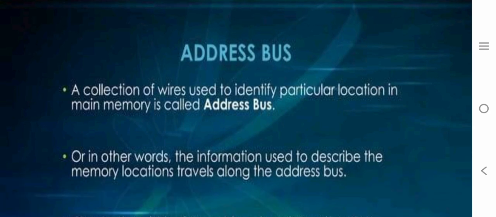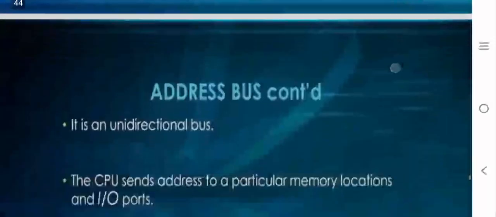Now the next one is the address bus. The address bus carries the memory address of the data, telling the CPU where to send and receive the information. It is unidirectional, and addresses travel only from the CPU to the memory or other devices. The width of the address bus determines how much memory the system can access. For example, a 16-bit address bus can access only 64 KB of memory, while a 32-bit bus can address up to 4 GB, as shown in the diagram.